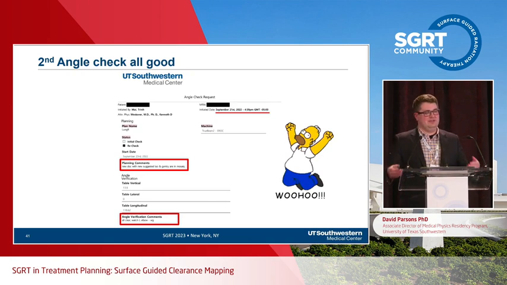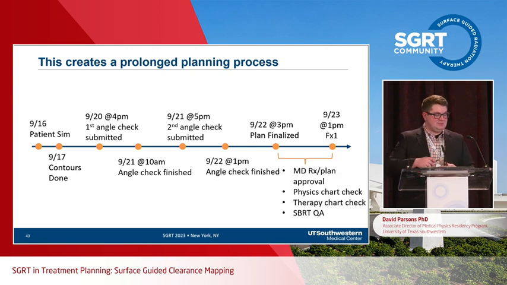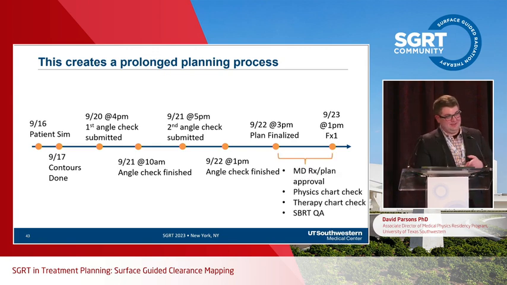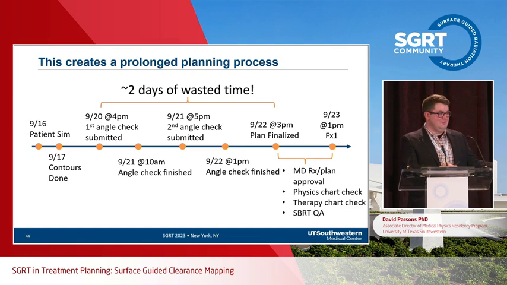In this scenario, yes, all the revisions that the therapist suggested to the dosimetrist turned out to be good on the second review. However, now it's 3 p.m. Everything's finalized in our record and verify system, and now it's time to have the MD, well, track down the MD usually, to sign the prescription, sign the plan, have physics do their chart check, have therapy do their chart check, and do SGRT QA. And assume nothing goes wrong because we're going to treat the patient the next day. Instead, we could have done this 2 days ago, and we would have had tons of time to fix any potential issues that could happen.